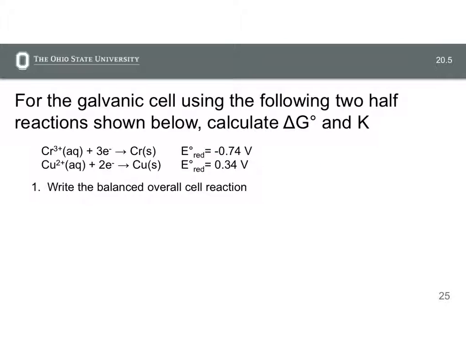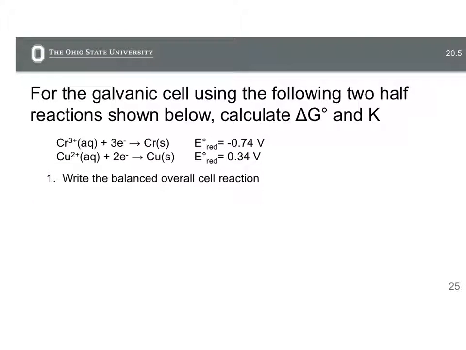Okay. So let's work through an example problem. Let's say we have a galvanic cell with the following half reactions. And we want to calculate delta G naught and the equilibrium constant. Let's break this up into some stepwise plans here. The first thing we're going to do is write the overall cell reaction.